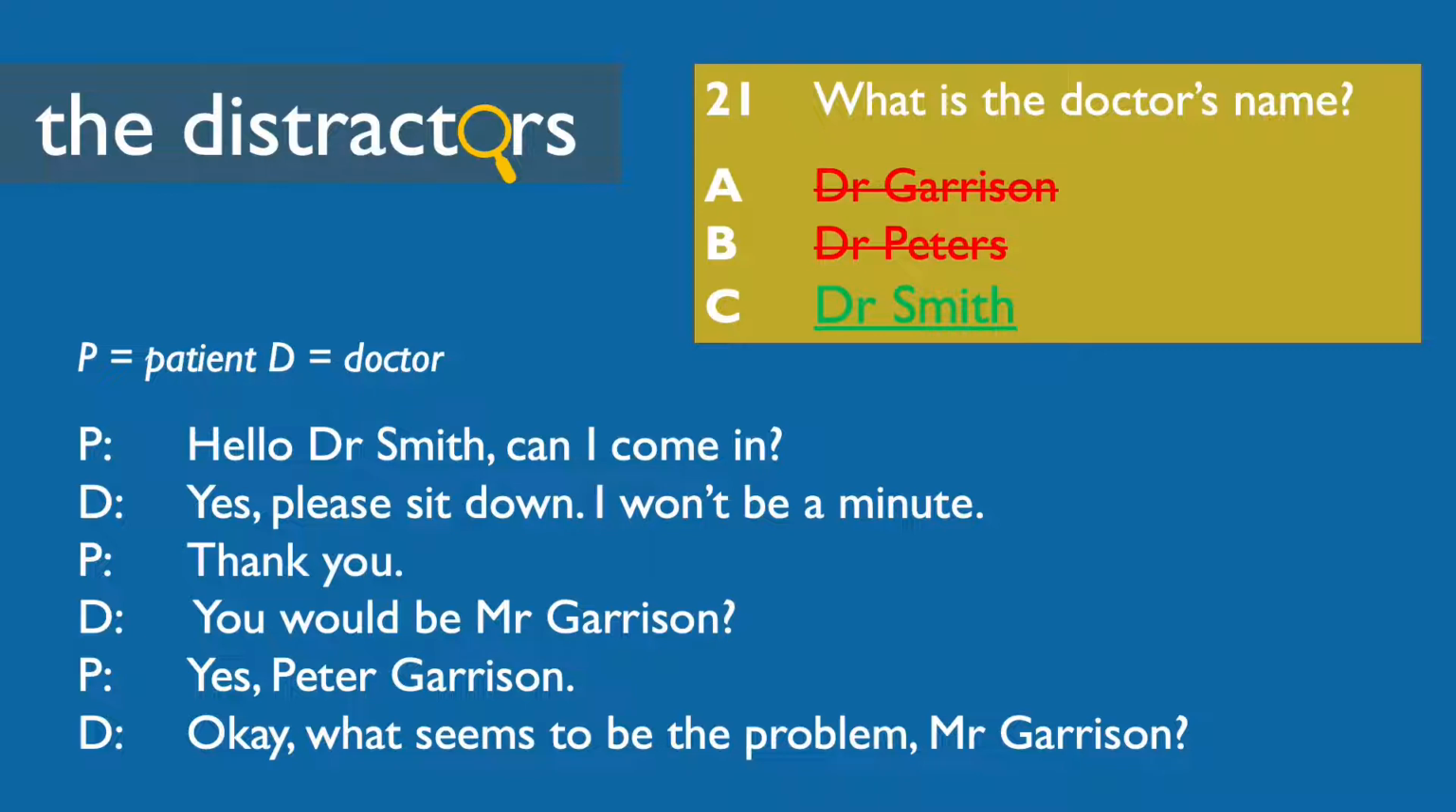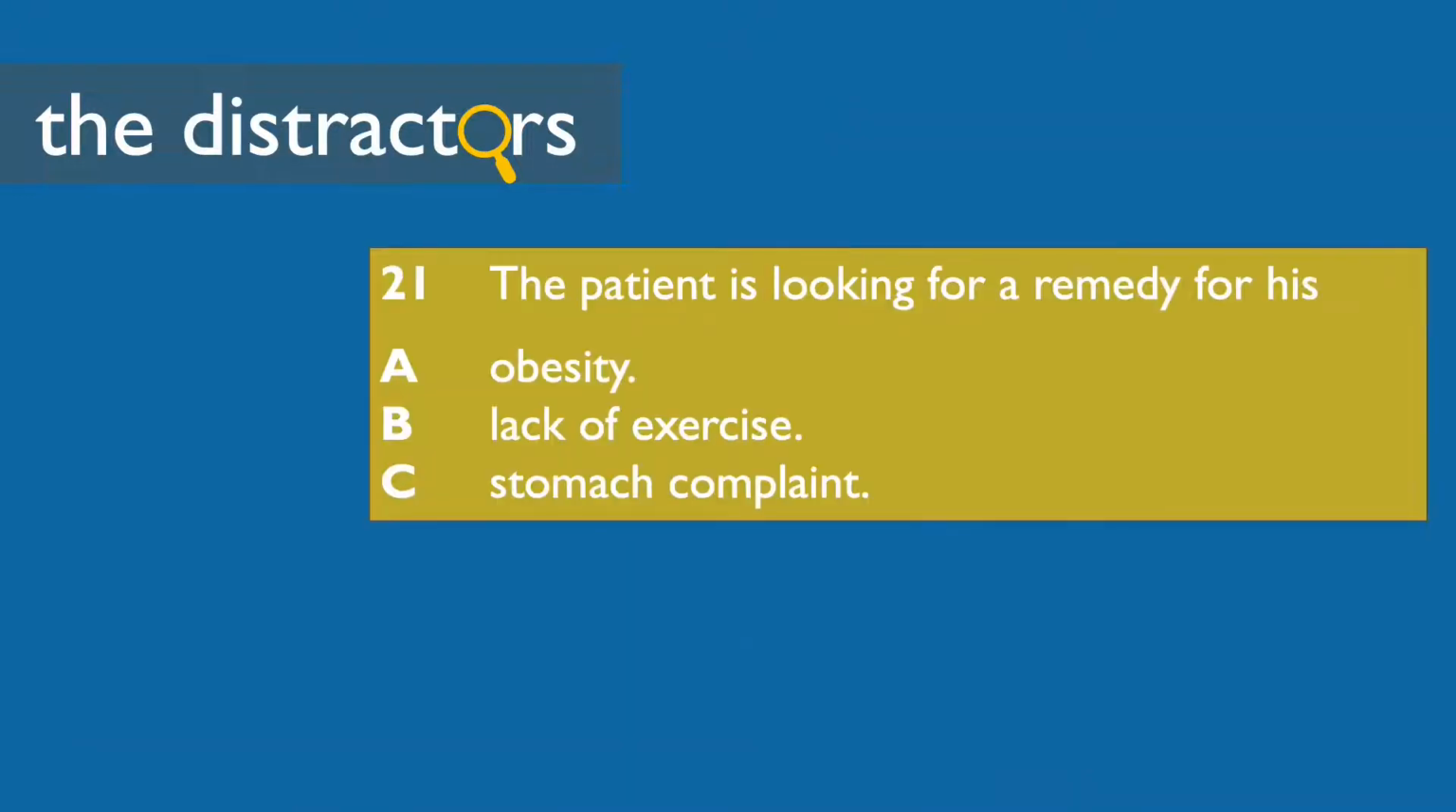So as you might have seen, there's not one, but 2 distractors. So Garrison is the patient's surname, so A is a distractor, and Peter is the patient's first name, so that is another distractor. So the answer is C. His name is Dr. Smith.